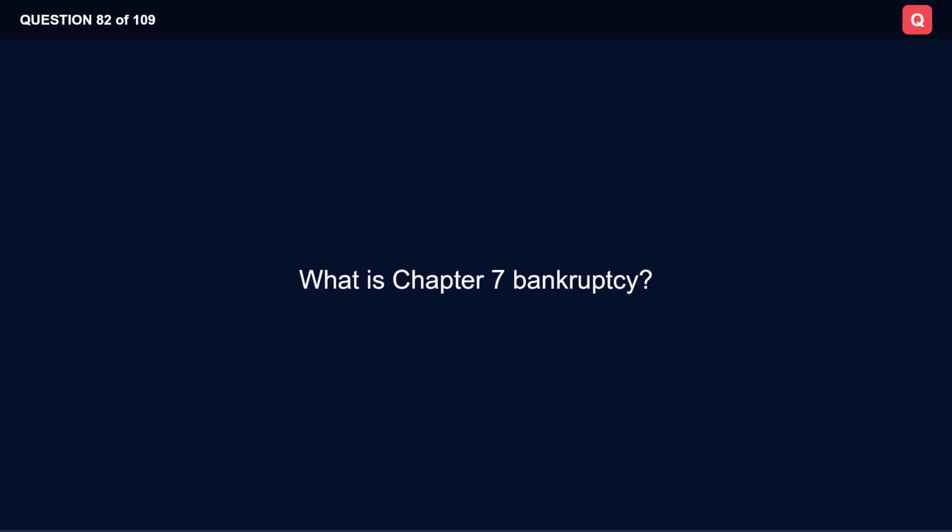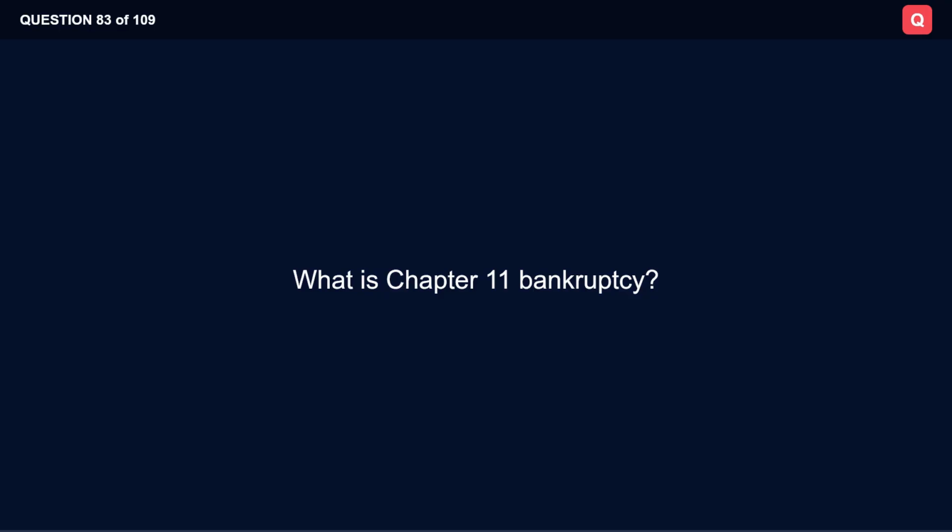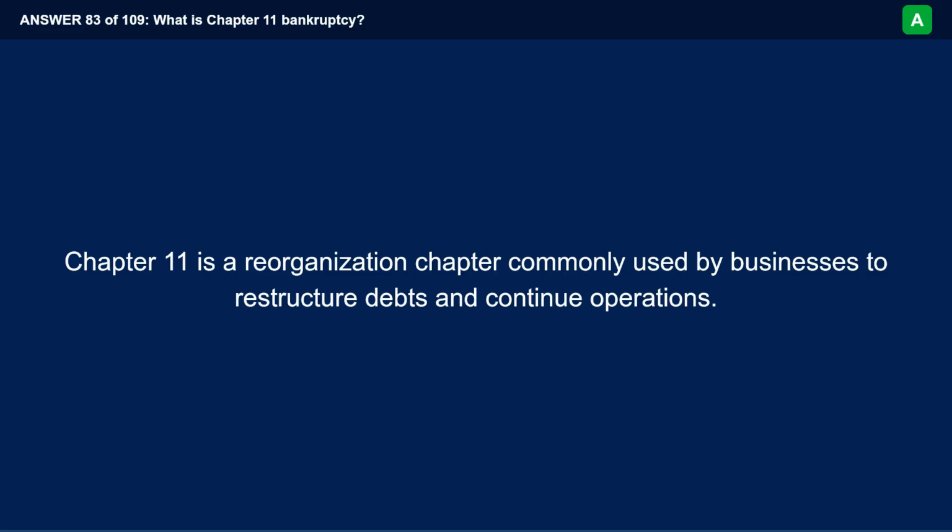What is Chapter 7 bankruptcy? Chapter 7 is liquidation in which non-exempt assets may be sold to pay creditors and many remaining debts may be discharged. What is Chapter 11 bankruptcy? Chapter 11 is a reorganization chapter commonly used by businesses to restructure debts and continue operations.